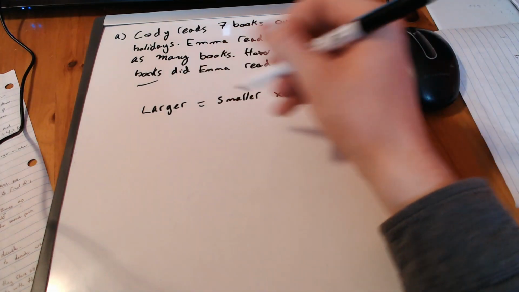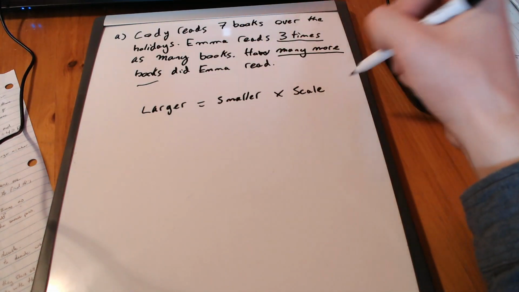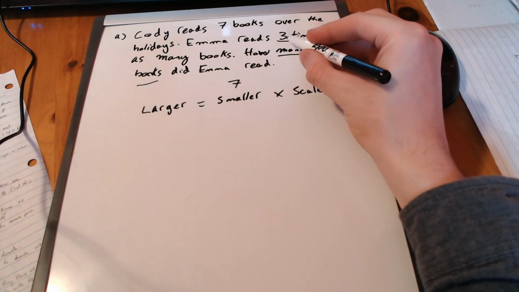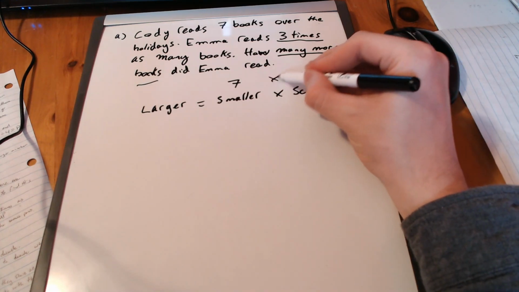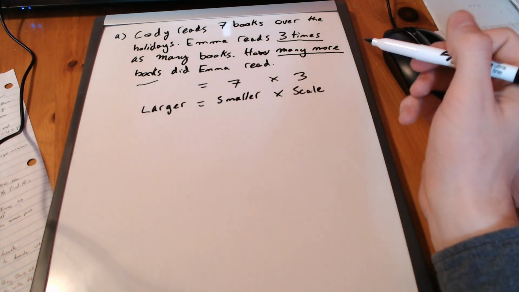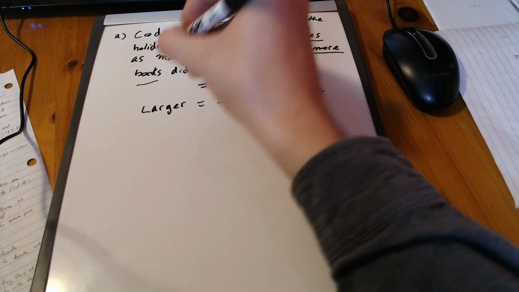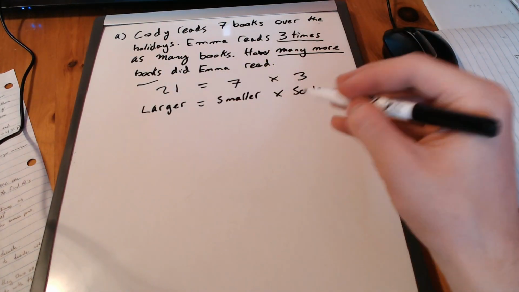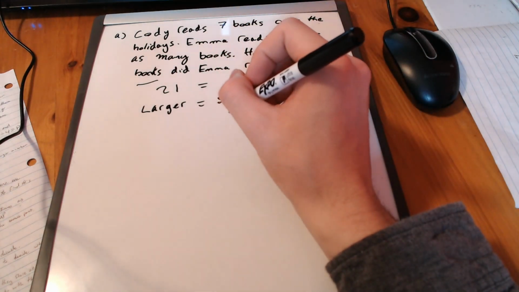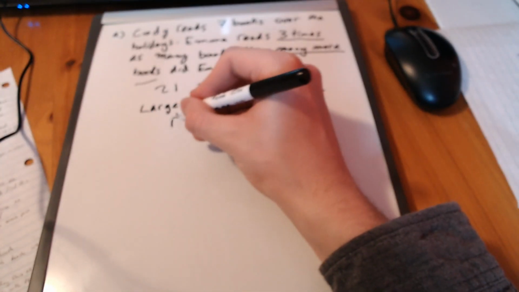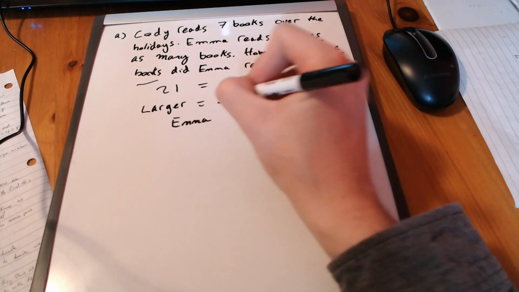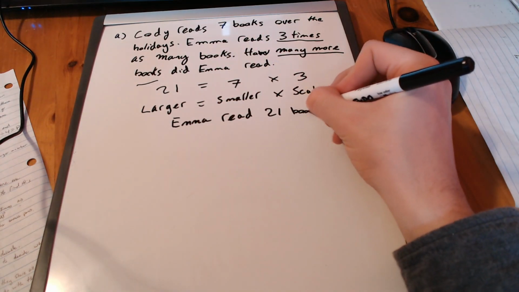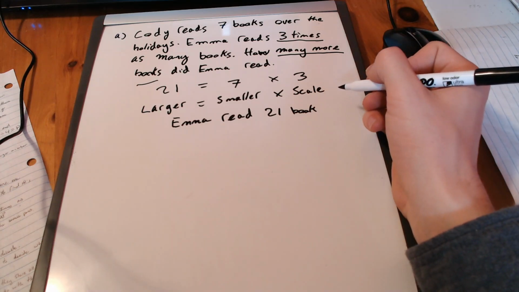I've minimized the words in there, but what do we have? We have 7 and how many? 3 times. So what would this be? 7 times 3, any takers? Okay, guys, 21. Perfect. I know that's backwards, but the way it looked. So now we know Emma read 21 books.